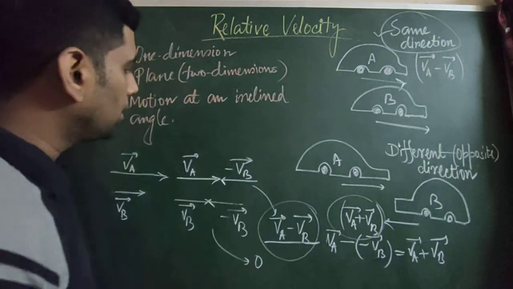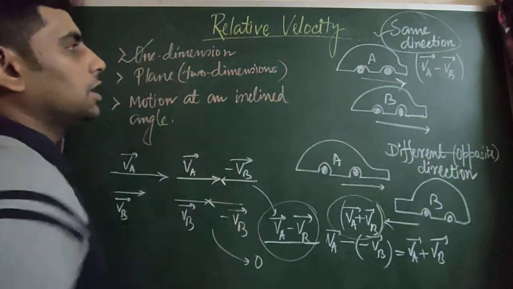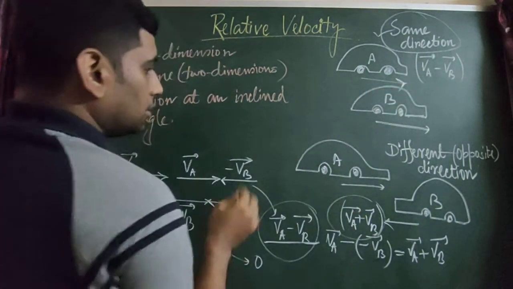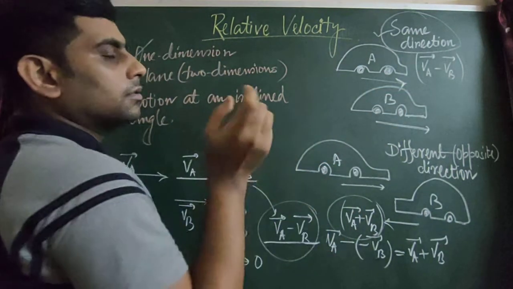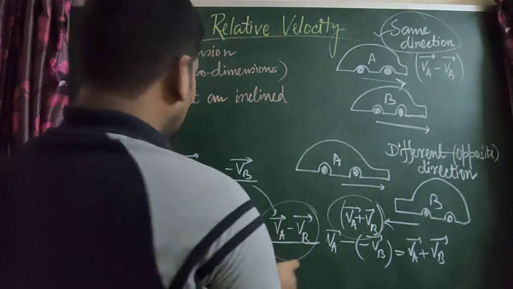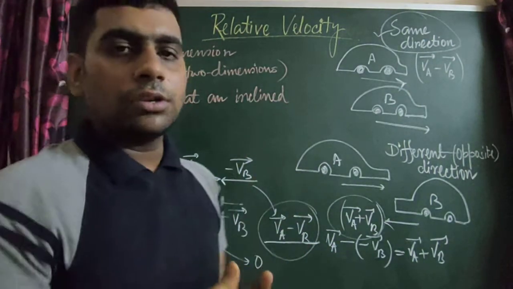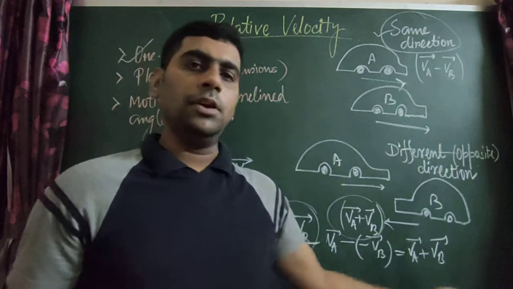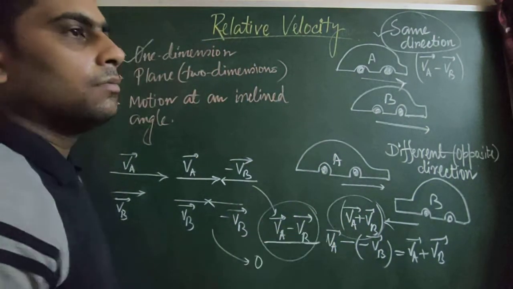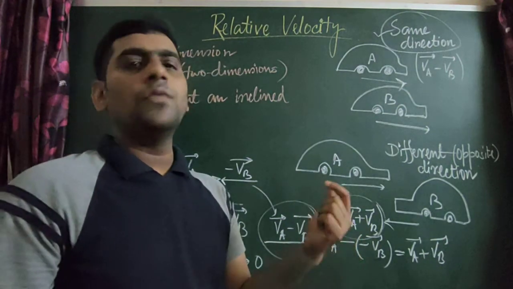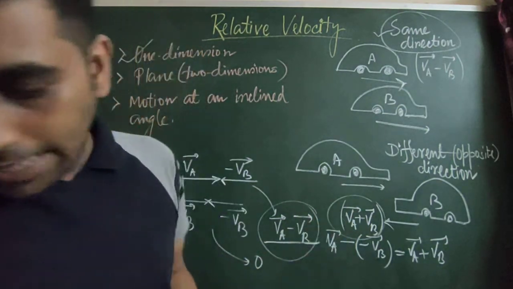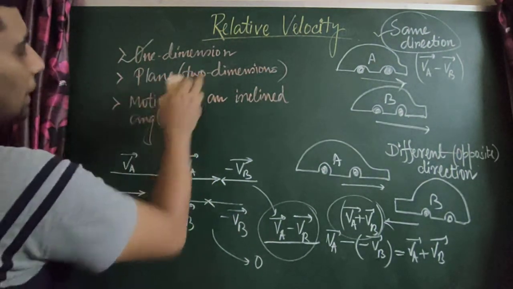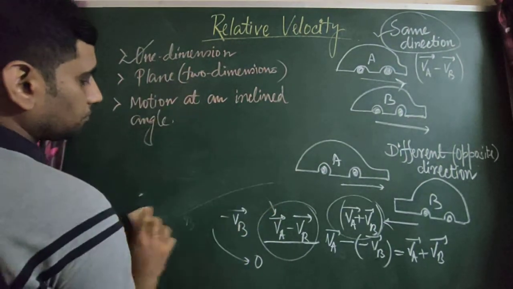So remember this, that in one dimension, if the objects are moving in the same direction, then how to get their relative velocity? The subtraction of the velocities. And if they are moving in the opposite direction, then how to get the relative velocity? The velocities get added, VA plus VB. So remember these two conditions, moving in the same direction and moving in the opposite direction. Next, we will discuss the relative velocity in a plane, that is two-dimensional motion.